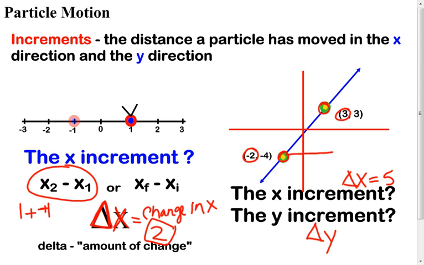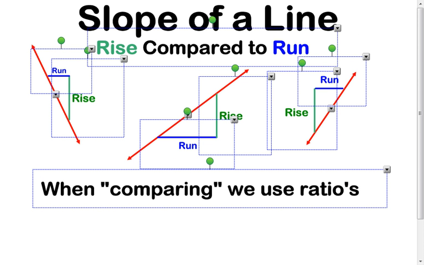And so vertically would be from here to here, okay? It starts at negative 4 here, and it moves up to 3. So it moved in a positive 7 direction, okay? So if it asks you for delta x, that means it's the change in x. If it asks you for delta y, that means it's the change in y.